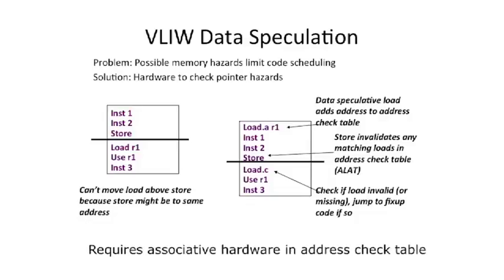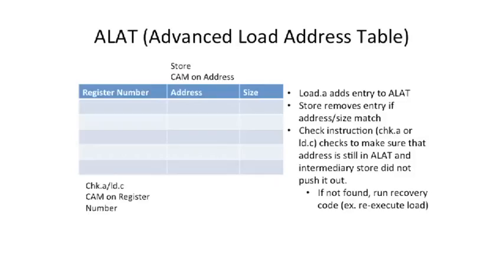But this is going to require us to have an associative hardware block, or some sort of content addressable memory, a CAM, that we need to add, across which all load addresses and all store addresses are passed. And this is similar to how we had our memory disambiguation queue in our out-of-order superscalar. OK, so let's look at the ALAT, the Advanced Load Address Table.